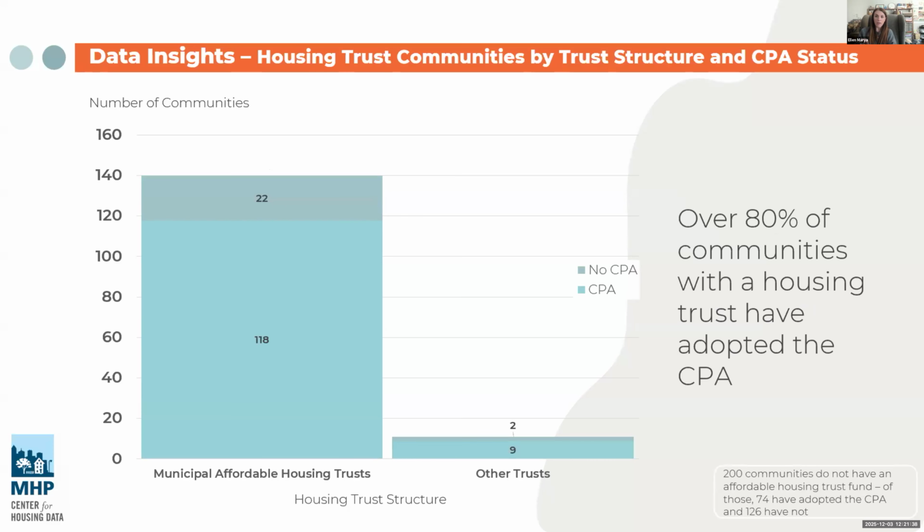And then looking at the interaction of some of our data, over 80% of communities with a housing trust have adopted the CPA. So we can understand that this makes sense, that CPA funds can be an incredibly important funding source for housing trusts. I think this is a logical pattern that we're seeing, where communities will have both of these tools at their disposal.